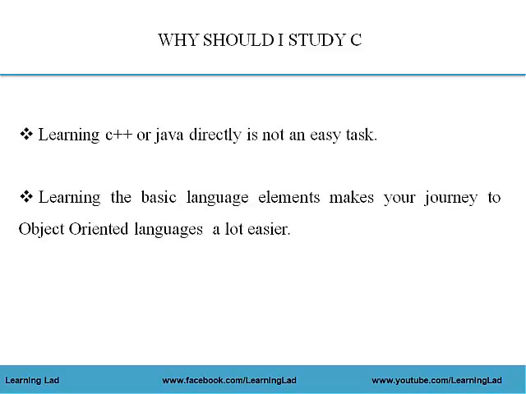Learning C++ or Java directly is not an easy task. It's because C++ and Java use an object-oriented programming approach. This approach introduces advanced concepts like classes, objects, inheritance, polymorphism, templates and many more. To understand these complex concepts, you should be aware of the basic language elements. If you know the basic language elements, then you can learn these object-oriented languages a lot easier.